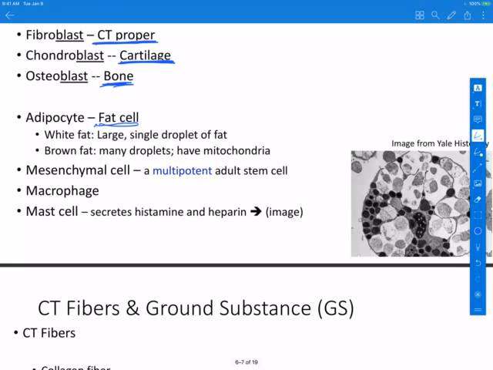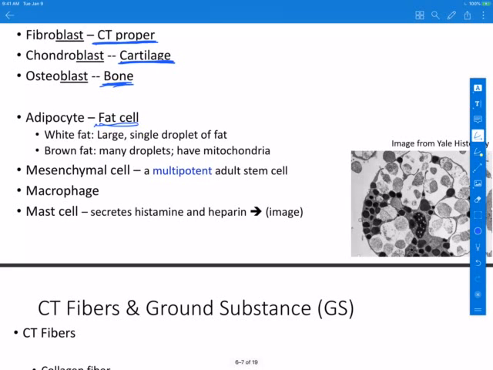Now, connective tissue also has macrophages, and macrophages are a large cell derived from a monocyte, which is a type of blood cell that functions on behalf of the immune system. A macrophage can engulf and destroy microorganisms and dead cells. And then, of course, we have a mast cell.